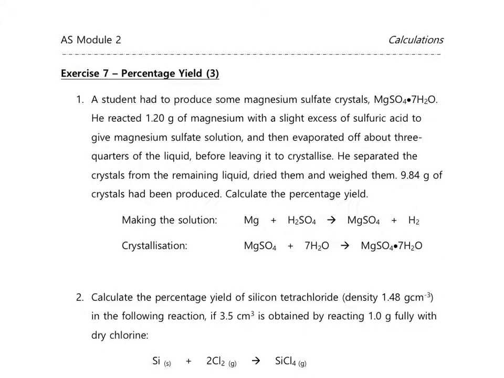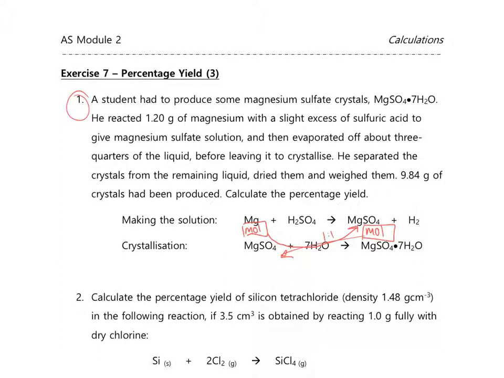Exercise 7 puts all what we've learnt about percentage yield together, with a few of the different types of calculations. For question 1, it looks a bit complicated, but essentially you want to work out your number of moles of magnesium. Use your ratio to bring that over to your magnesium sulfate. That's just going to be a 1:1 ratio. It's going to be the same number of moles of magnesium sulfate.